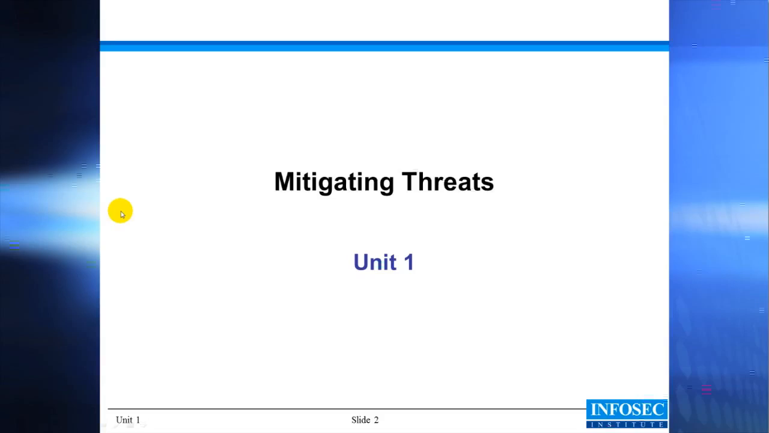Information systems come under many different types of attacks. Organizations that rely on information systems need to take steps to protect their data and the systems that this data resides on to ensure that resources are available to meet the organization's business needs.